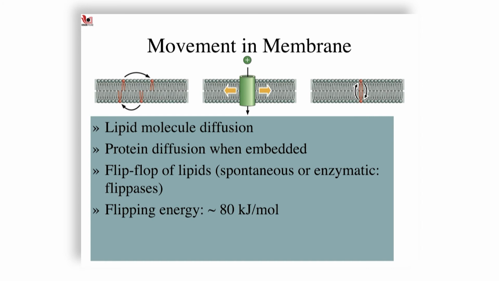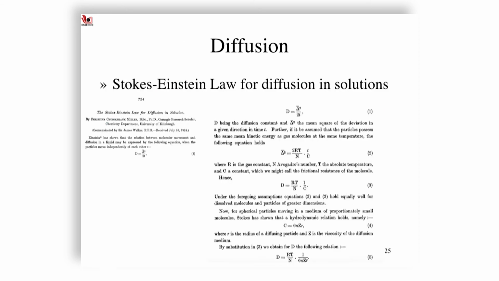The lipid molecule itself diffuses. Protein diffusion, when embedded, is driven by thermal energy. Flip-flop of lipids is spontaneous or enzymatic, and the flipping energy is up to 10 kilojoules per mole. So, when we talk about diffusion, we always ask, what drives diffusion? Some of you may have taken a course in physics that told you this, but suffice to say that the Stokes-Einstein law for diffusion in solutions cleanly defines what happens in solution in 1, 2, or 3 dimensions. And 3 dimensions is what we would imagine is the largest degree of freedom.